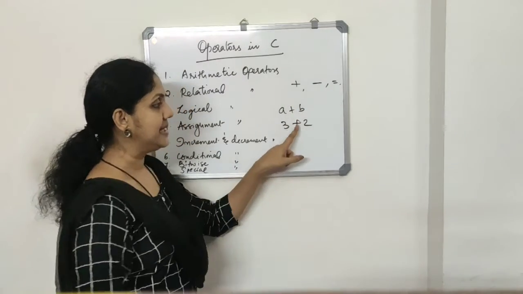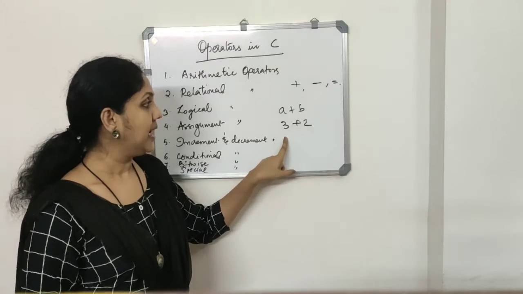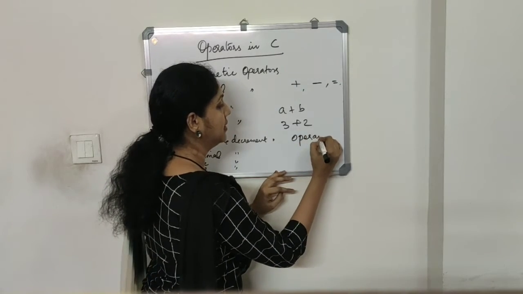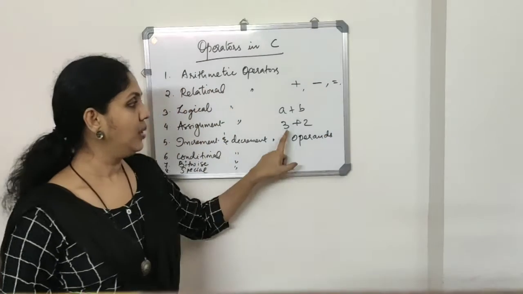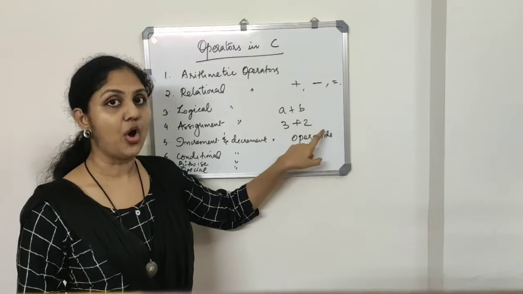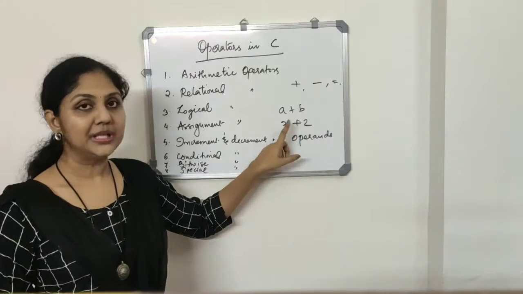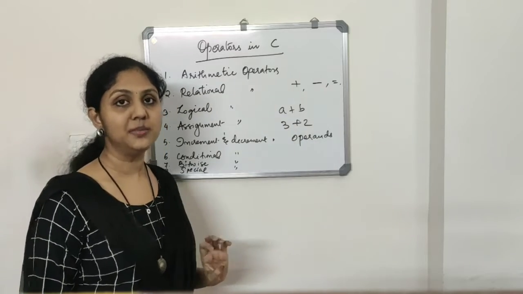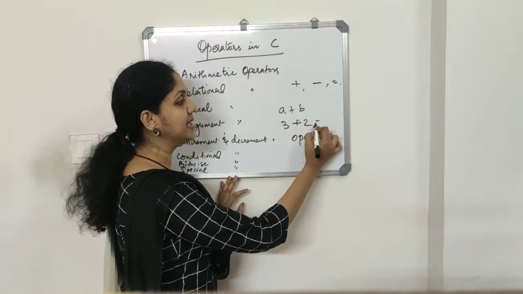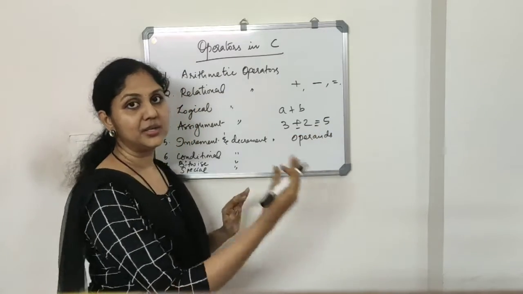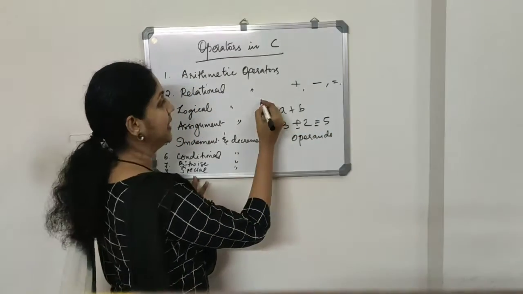Here, plus is an operator. 3 and 2 we call operands. So, this operation will be performed on these operands. So, an operator will help us to perform certain operations on operands and gives us some results. So, 3 plus 2 is equal to 5 means plus is the operator and it gives us a result.